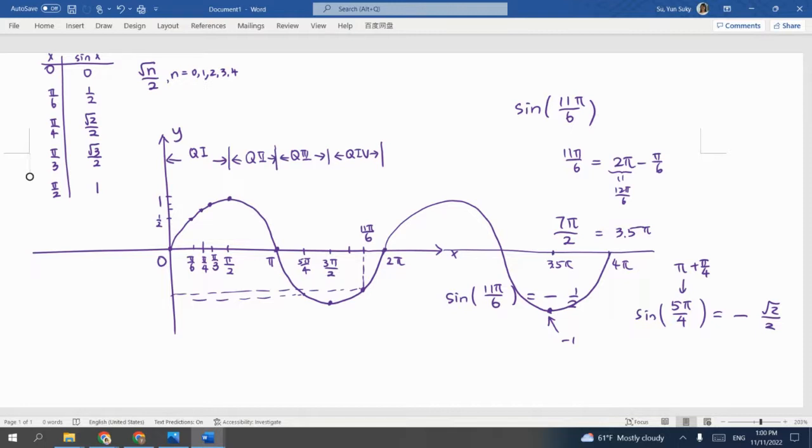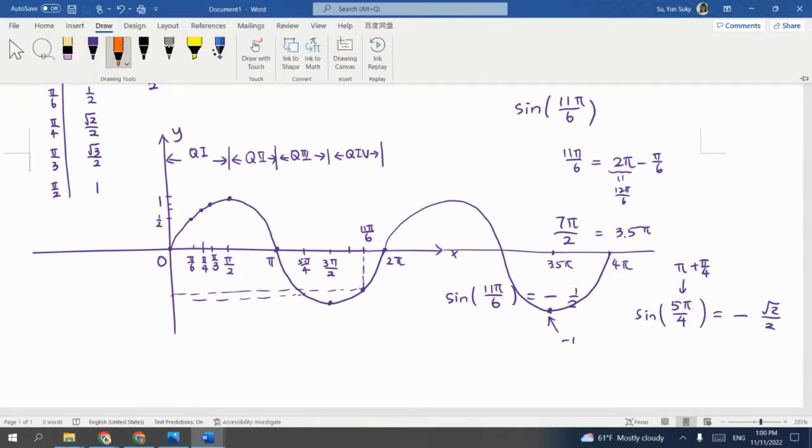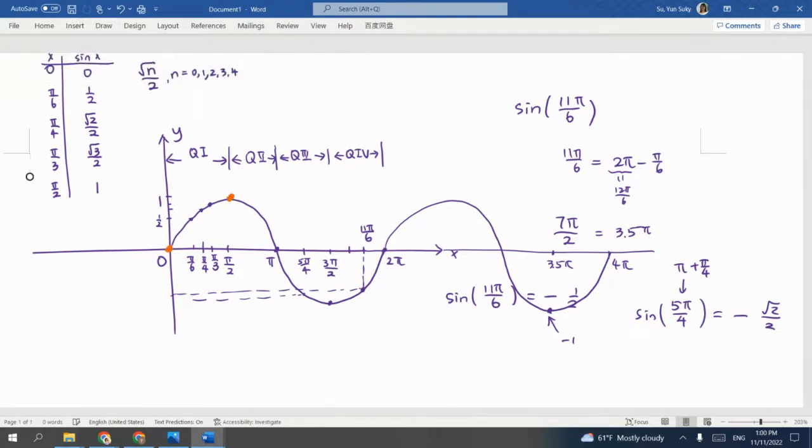But when you draw the sine graph or the cosine graph, look at those 5 key points. They are (0, 0), (pi over 2, 1), (pi, 0), (3 pi over 2, negative 1), and (2 pi, 0). So this is a sine graph.